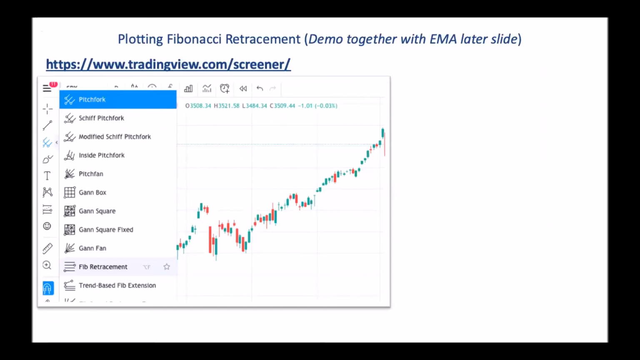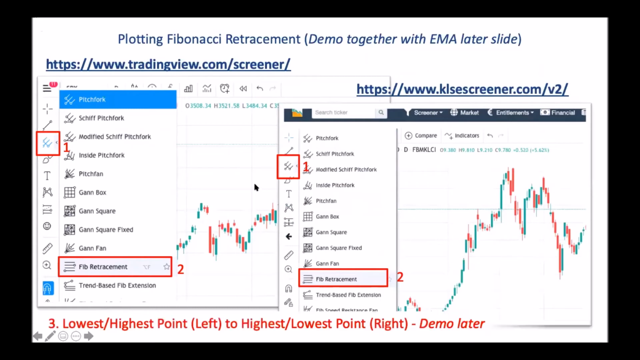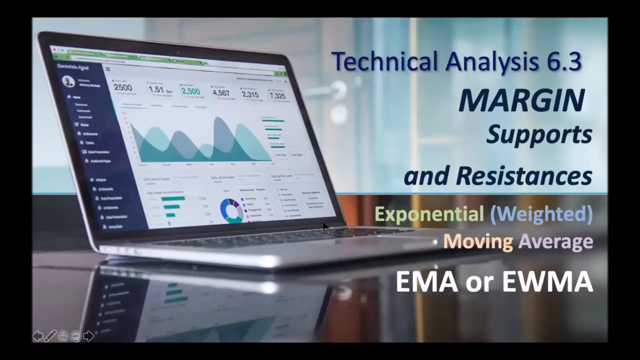This one is TradingView. What we do is we find this fork mark like that, then choose the Fibonacci retracement. There are some other Fibonacci tools, but we go for Fibonacci retracement. Same for the KLSE website, it's about similar. Then we go from the lowest point on the left to the highest point in one era. We'll demo this later on.